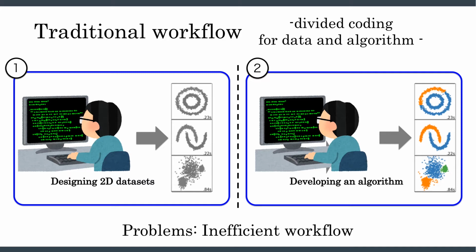Traditional workflow is divided into data generation and execution of statistical modeling. The user first writes a code for executing statistical modeling. The user then writes a code for data generation. After observing the result, the user either modifies the statistical modeling code or data generation code. This division makes the trial and error process inefficient and difficult.